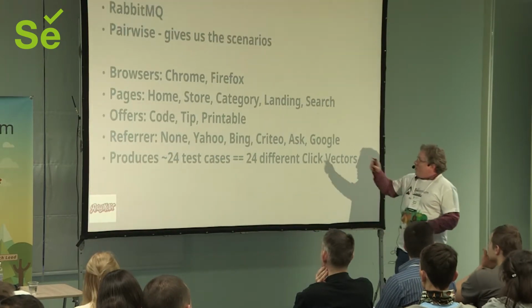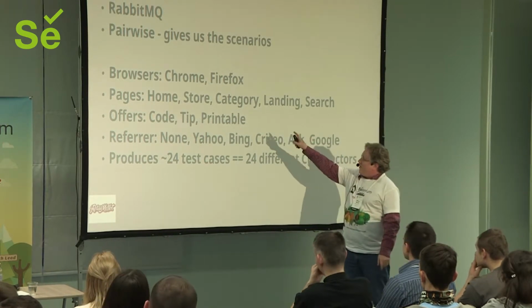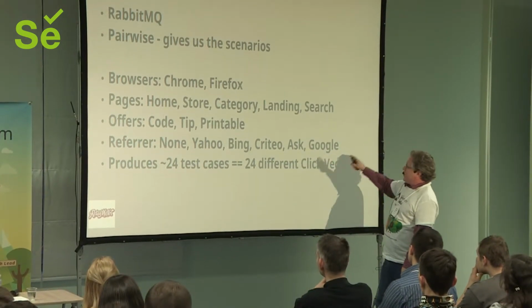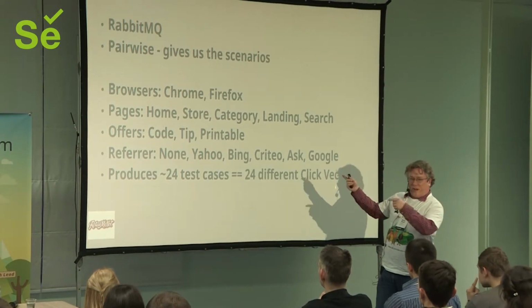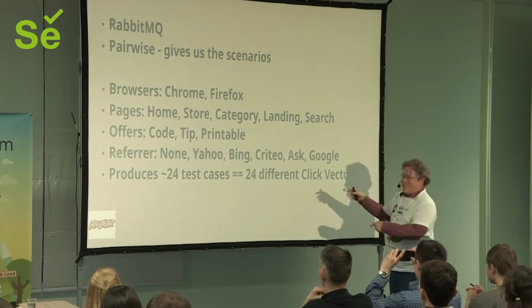So we queue up all the different combinations. Chrome and Firefox, home, store, category, landing, search, code, tip, printable. Referrer is who we're coming from. Is it coming from Yahoo? Is it coming from Google? Is it coming from Bing? It's never coming from Bing.